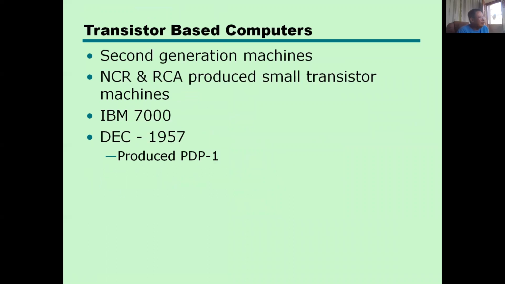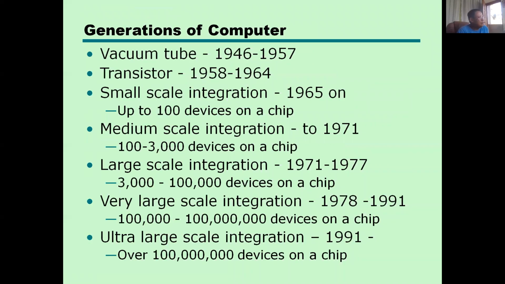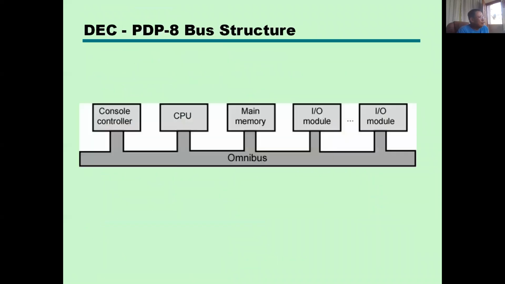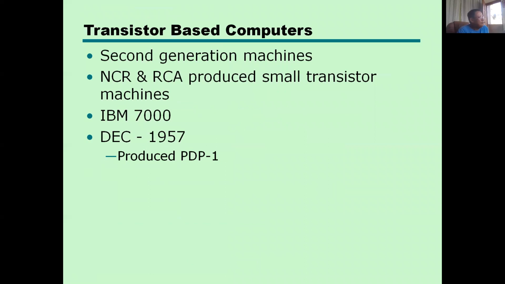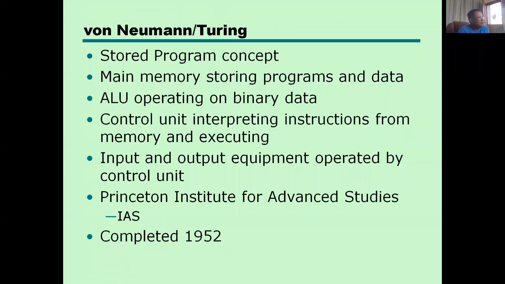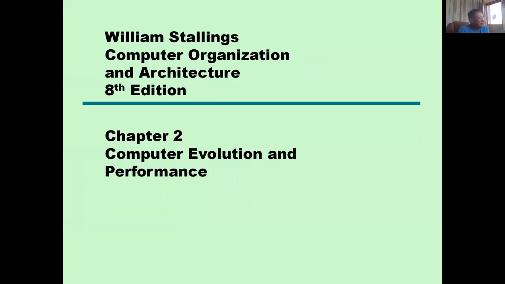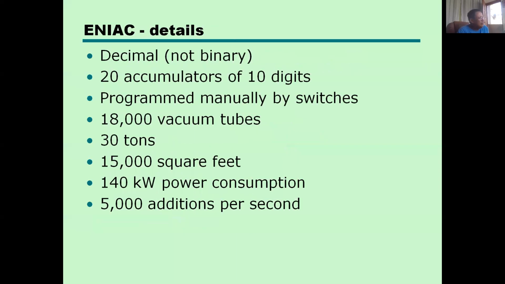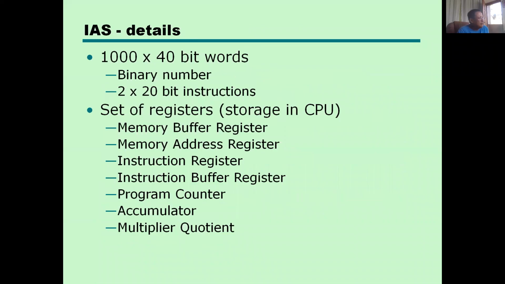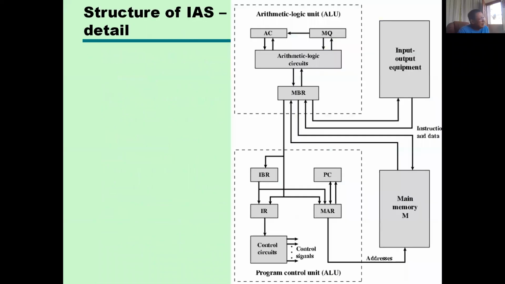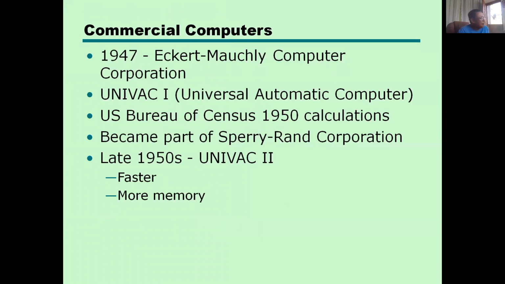1957, the PDP-1 was first produced. You look at the generations of computers next meeting, because there are also many details there. Okay? There's something important that I seem to forget about the DEC PDP.